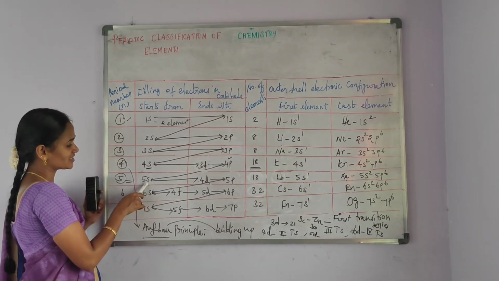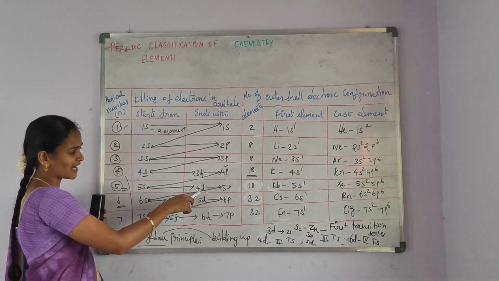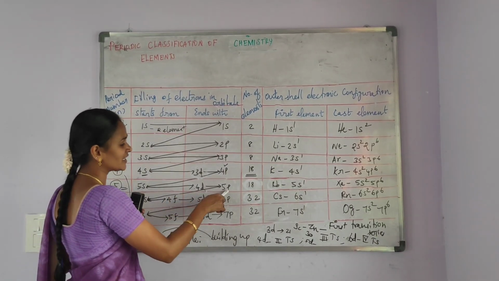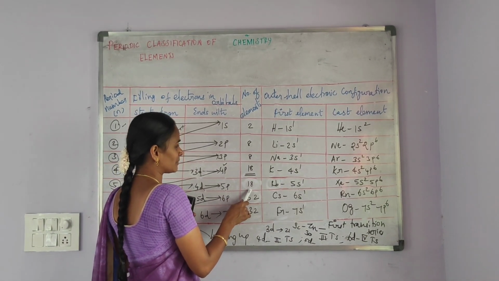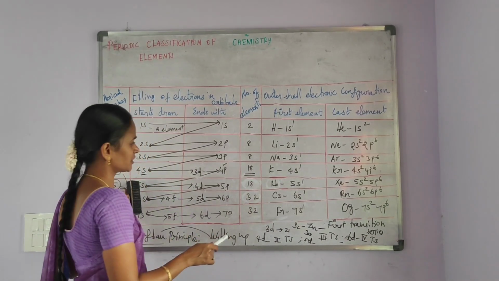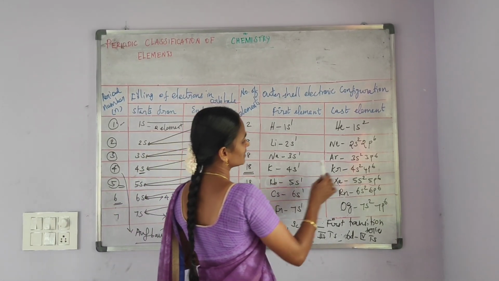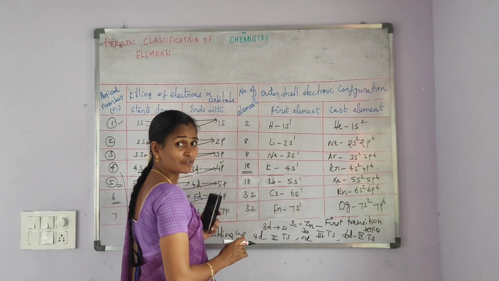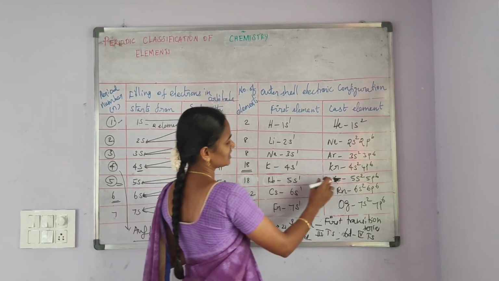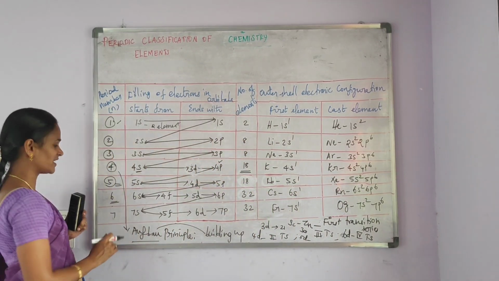And then fifth period, filling of electrons starts from the 5s orbital followed by the 4d orbital and 5p orbital. Totally 18 elements are present in the fifth period. The elements start from rubidium and end with xenon. Rubidium, its electronic configuration is 5s1. Xenon, its electronic configuration is 5s2 5p6.